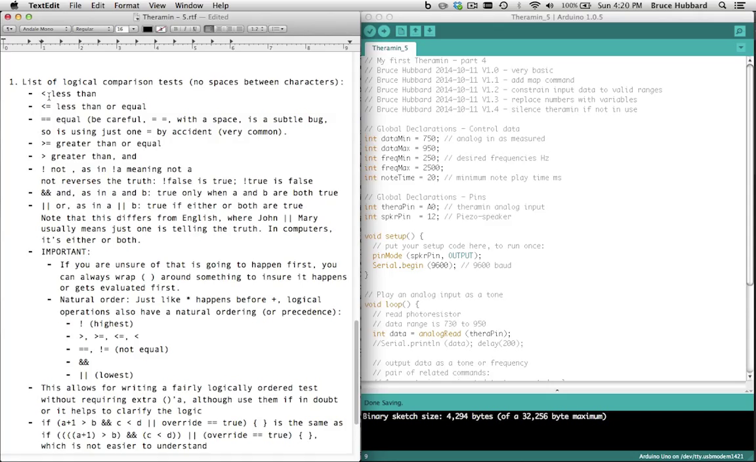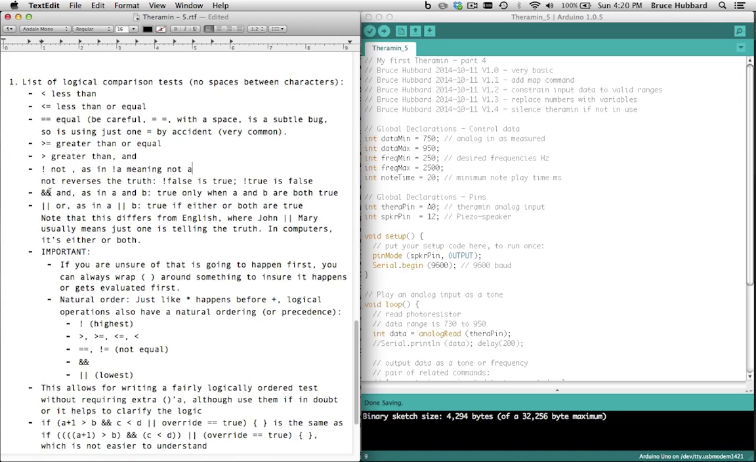Okay, so less than or equal to, equal, greater than or equal, greater than. Then exclamation point, that's a not, as in not next to an A means not A. And this reverses the truth of something. Not false is true, not true is false.